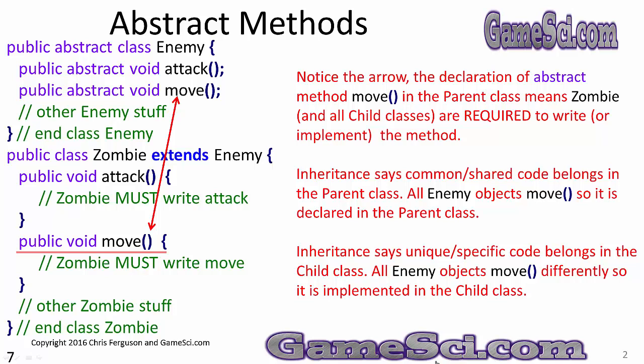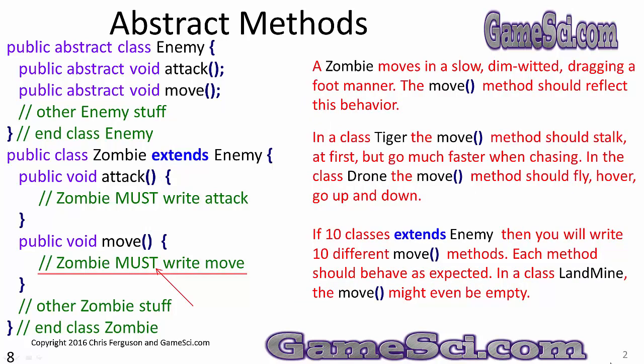Make sure the move in the zombie class behaves like a zombie. Zombie must write the move method, it's a requirement. A zombie moves in a slow, dim-witted, dragging a foot manner. The move method should reflect this behavior. In class tiger, the move method should stalk at first, but go much faster when chasing prey. In the class drone, the move method should fly, hover, go up and down. If 10 classes extend enemy, then you will write 10 different move methods, and each method should behave as expected.